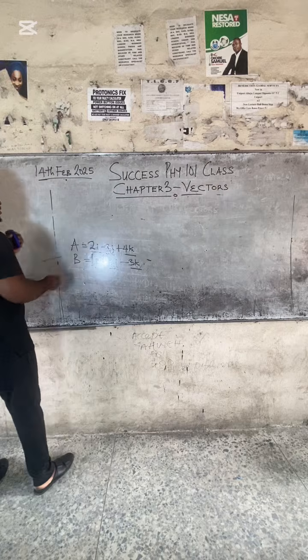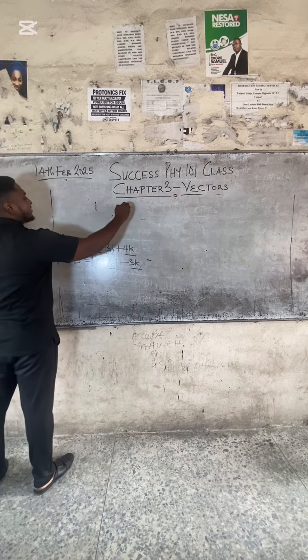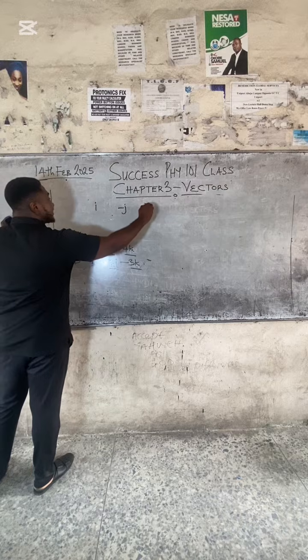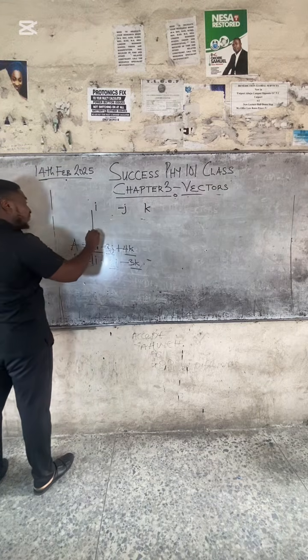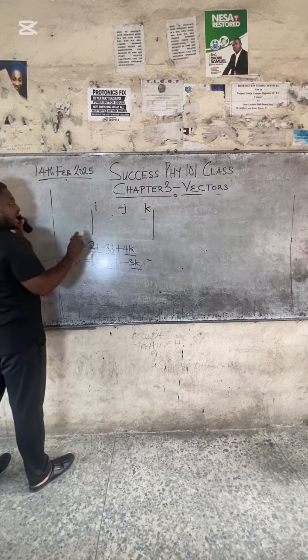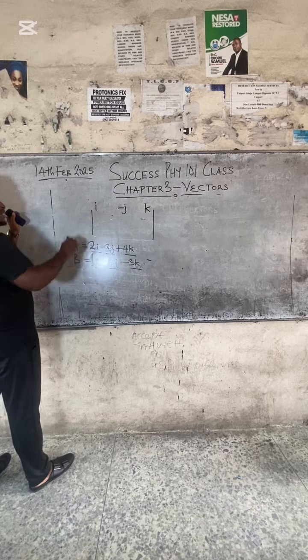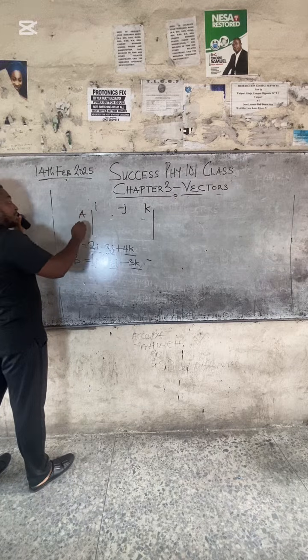Class, in the matrix method, you first letter your matrix I, minus J, and K. It is a rule, class. Follow this exact rule. Something that is a rule is a rule. I, minus J, and K. Now represent your A and your B.